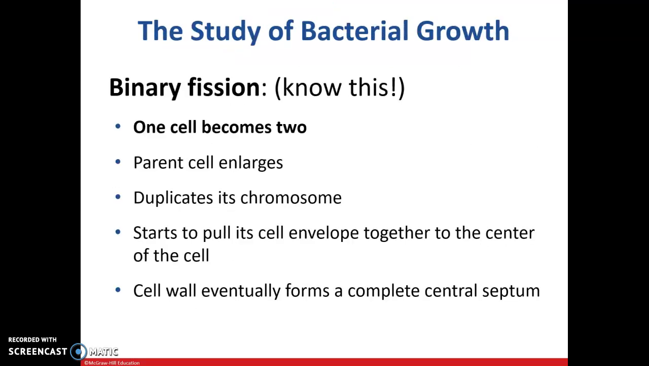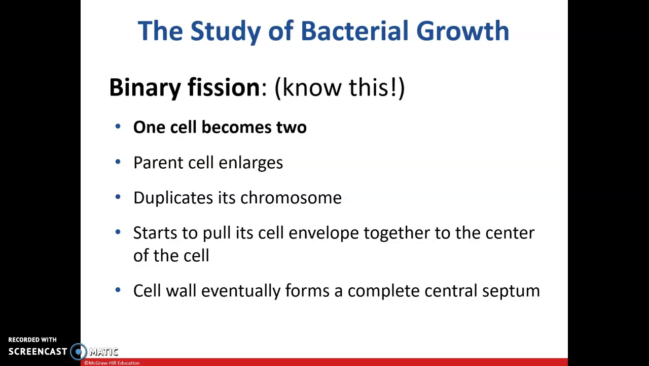Binary fission. So you need to know what this is. This is basically when one cell becomes two. Okay, and how does this happen? What is binary fission? The parent cell enlarges, it duplicates its chromosomes, starts to pull its envelope together to the center of the cell, and then the cell wall eventually forms a complete central septum, and then you end up with two cells. So it's one cell becoming two, those two cells becoming four, and so on and so on and so on.